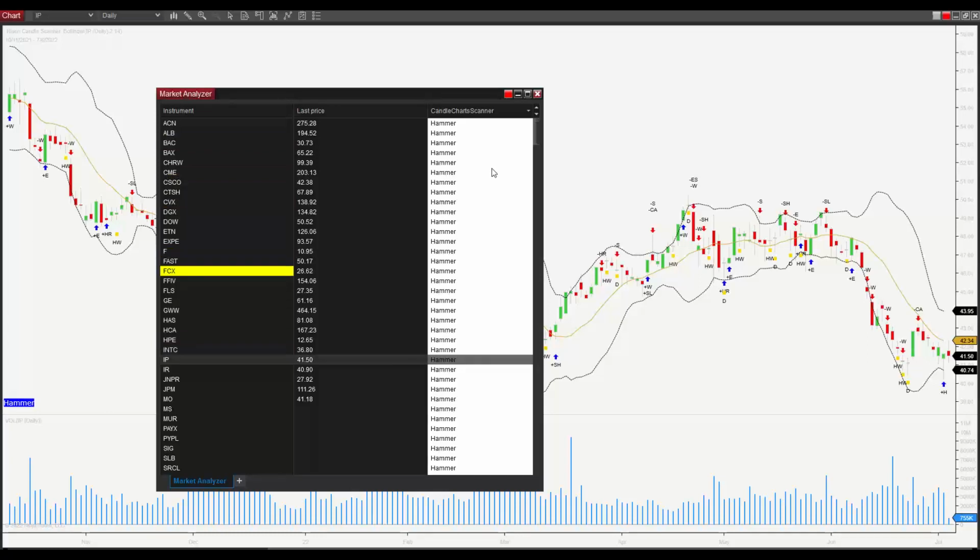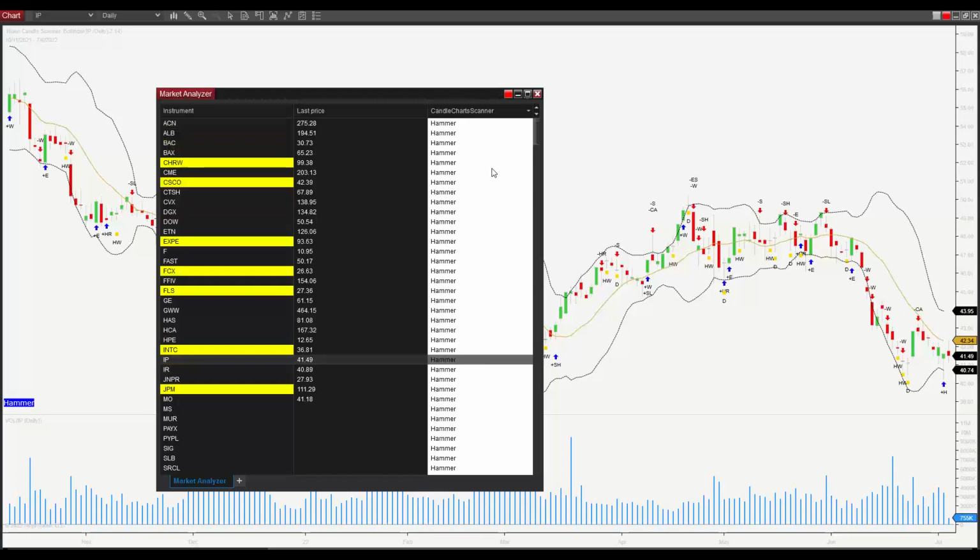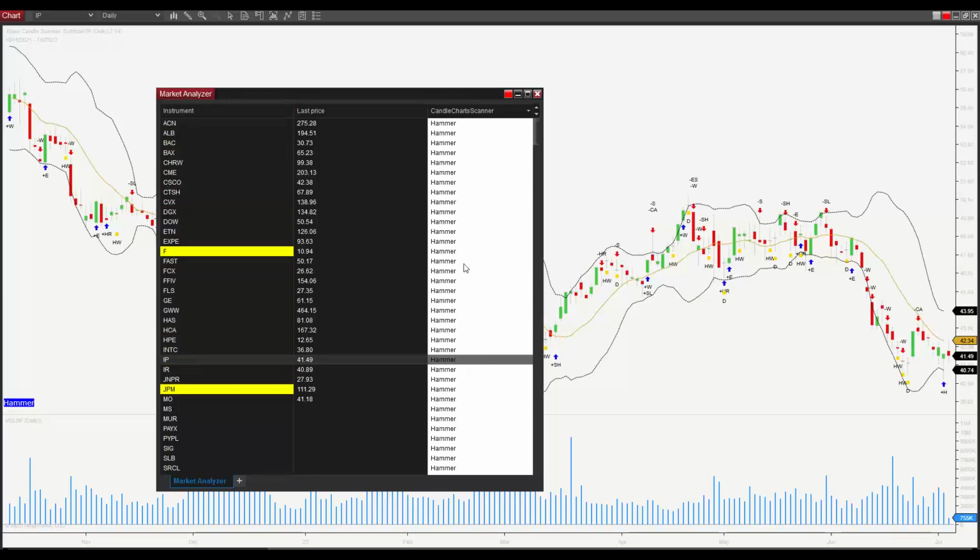Remember, a hammer has to follow a downtrend. So with all of the market volatility that we've had in the prior couple of months, obviously we've had a lot of downtrends. Therefore, we should start seeing some hammers. And sure enough, as you can see right here, we did. So this market analyzer found a list of hammers for me. I can go one by one.